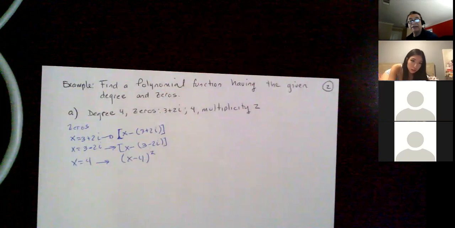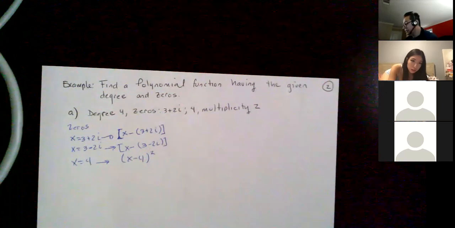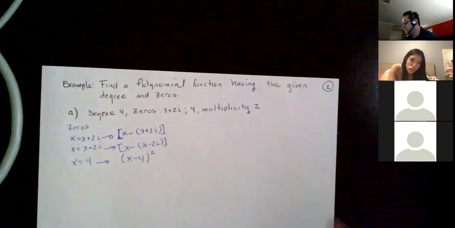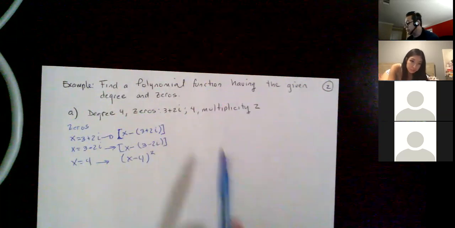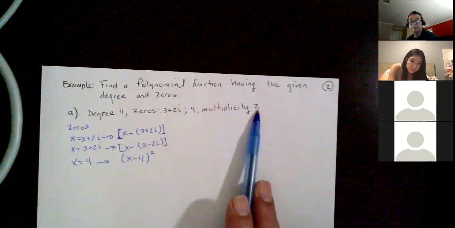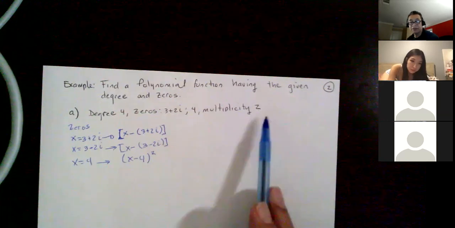All right, so now this is what we have, you guys. Why is it x minus 4 squared? The square, because it says multiplicity 2. Oh, okay. That's why we're taking care of the multiplicity 2 with the square.